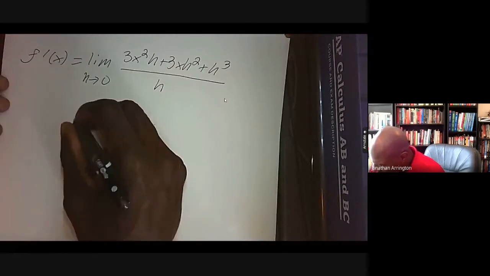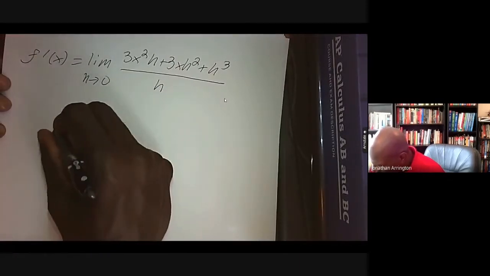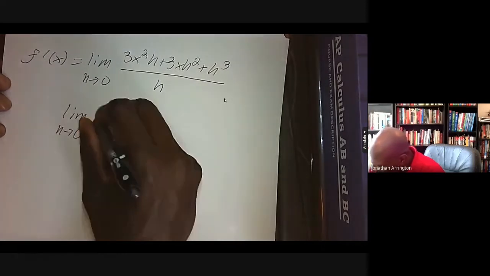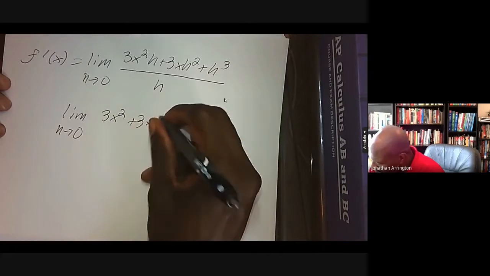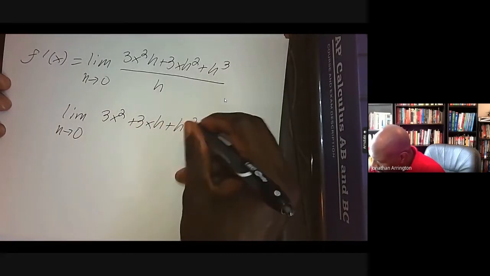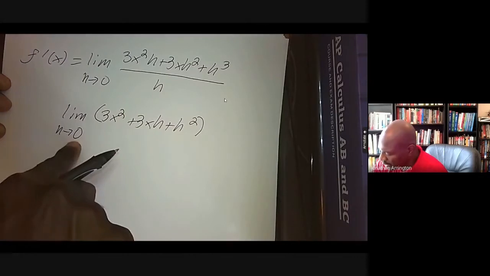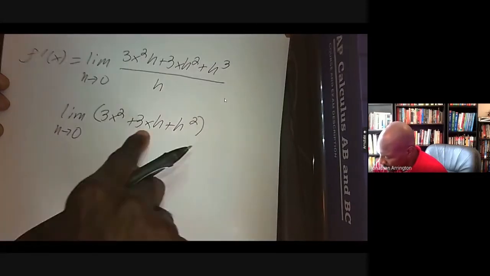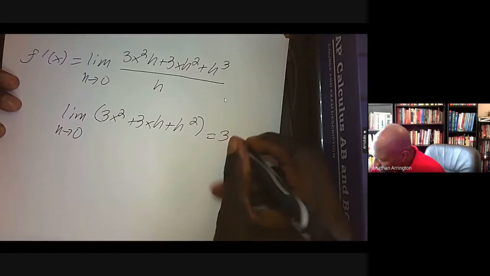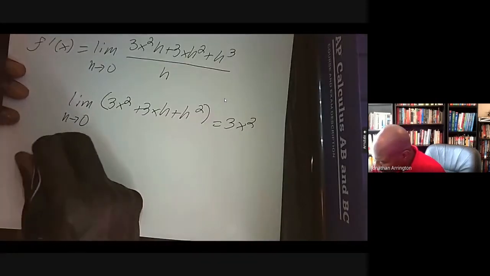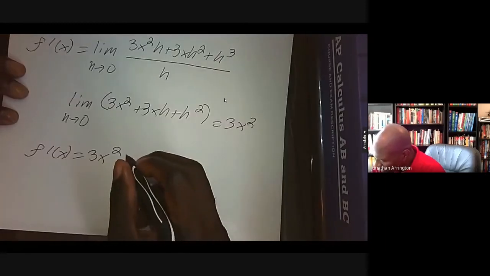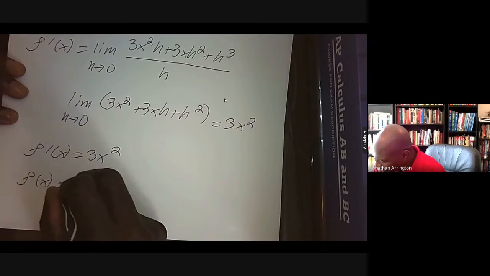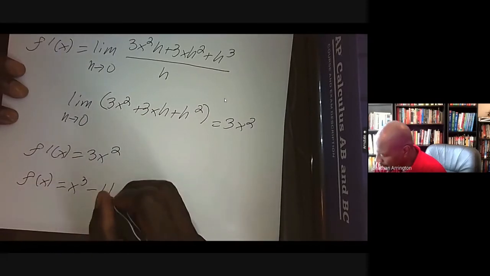That's of course the deal when you're dealing with polynomial derivatives. So if I divide everything by h, I'll be left with 3x squared plus 3xh plus h squared. And if you plug in 0 for h, everything with h is going to turn to 0, and you're going to be left with 3x squared. So the derivative in this case was 3x squared, and again, the original function was x cubed minus 11.